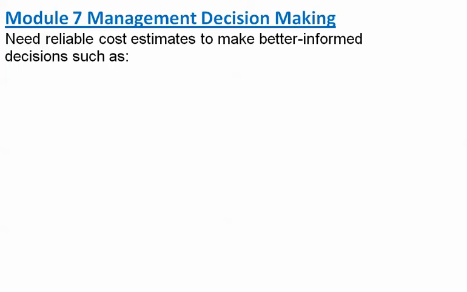Welcome to Module 7. This module is on management decision making. Management makes many decisions, but what's most important is that they need to make better informed decisions. To make better informed decisions requires coming up with reliable cost estimates.